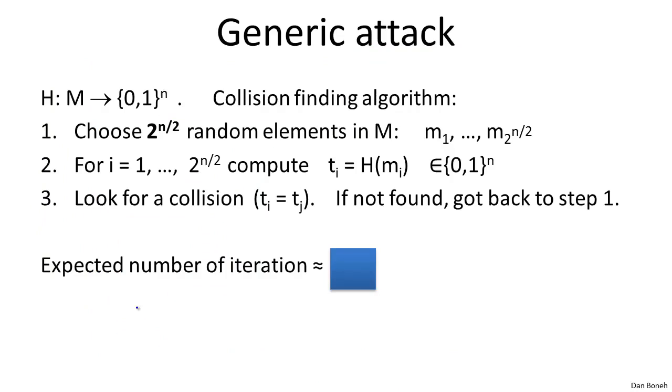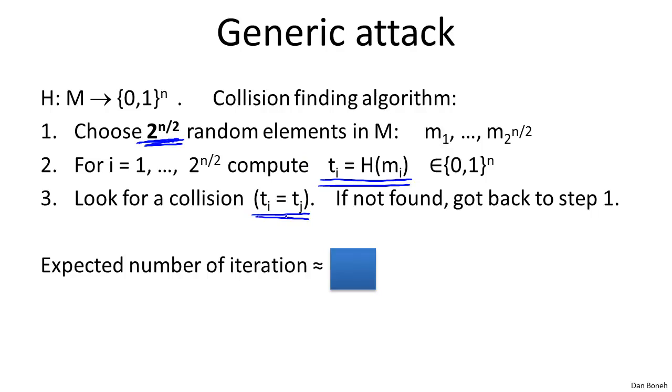So let me remind you, here we chose 2 to the n over 2 random elements in the message space. We hashed them. And so we started off with a random distribution in the message space. After we hashed them, we end up with some distribution. This distribution over tags might not be uniform, but we don't care. The point is that all these tags, t1 to t_(2 to the n over 2), are independent of one another. And as a result, if we choose 2 to the n over 2 or 1.2 times 2 to the n over 2 tags, the probability that a collision will exist is roughly 1/2.